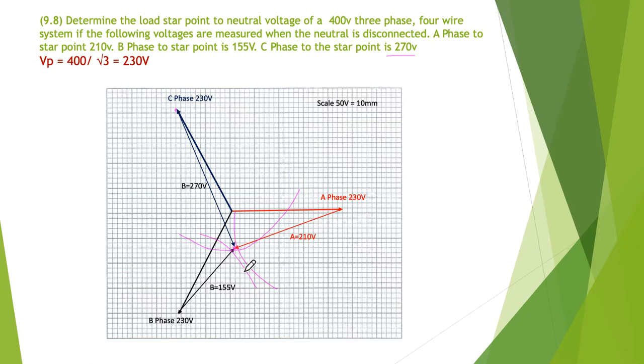So here's neutral, it doesn't change, but because we've disconnected our star point from the neutral, our star point, I'll just call it SP, has now drifted away from here. So here's the voltage in here, and that's its angle.